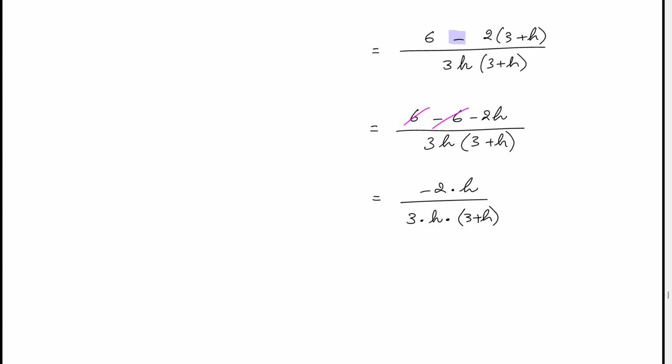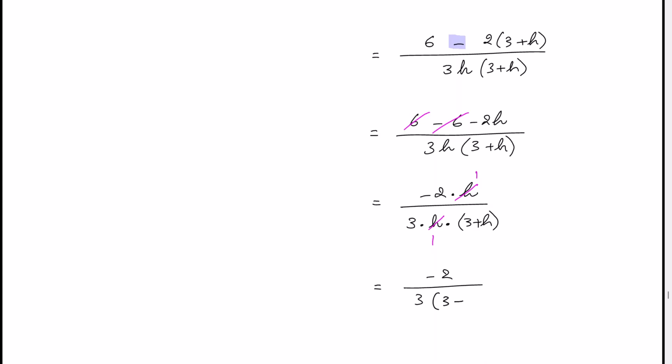But I made them show up just to convince you that I can now cancel out the h's. Since it's a product, we can reduce it to lowest terms. And the final answer is going to be -2 divided by 3, and then again 3 plus h. So this is the final answer to my difference quotient for the function that's given to us.